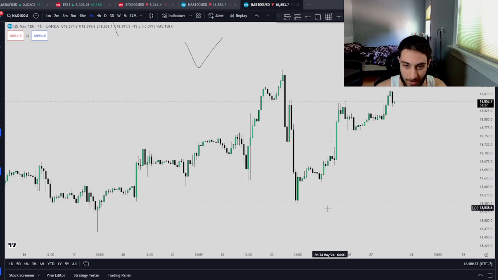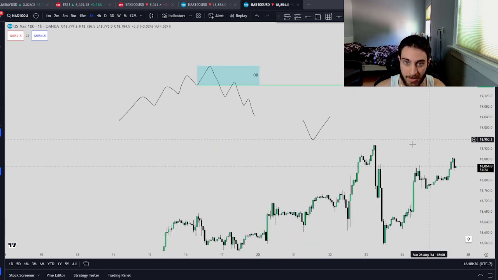Now, let's go over different order blocks. For bullish order blocks, it's the same thing, just opposite.